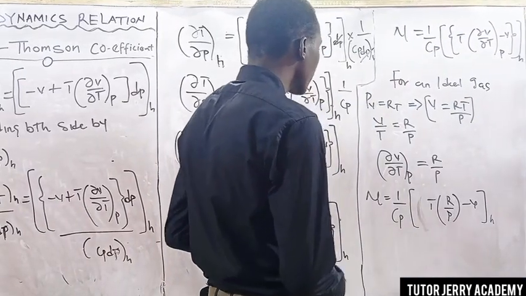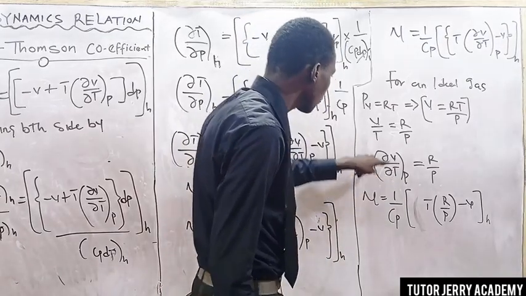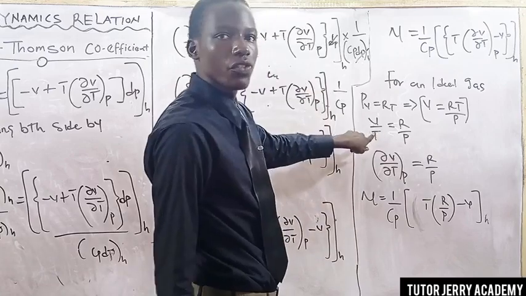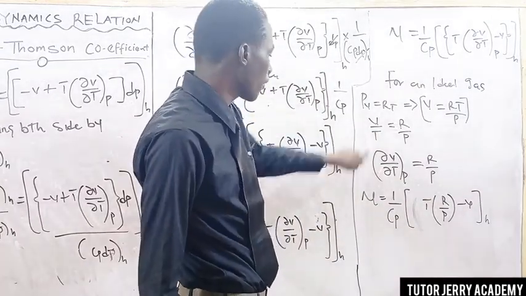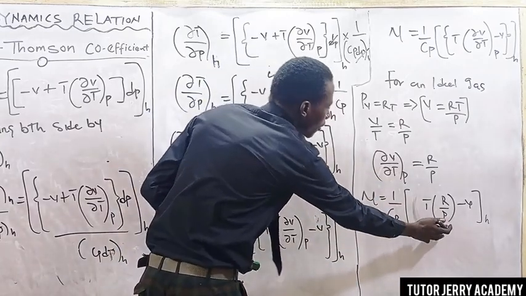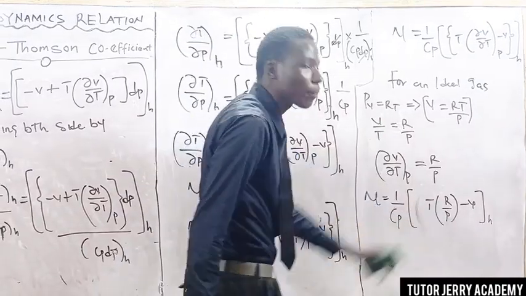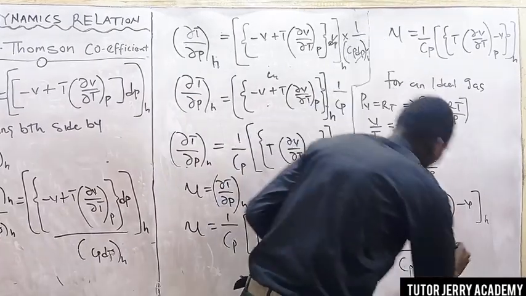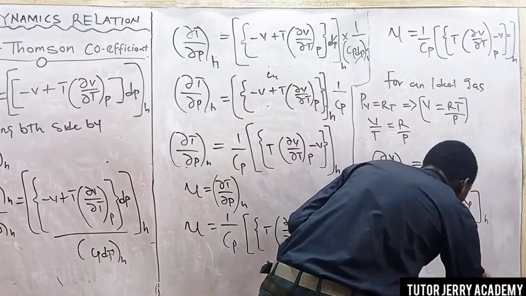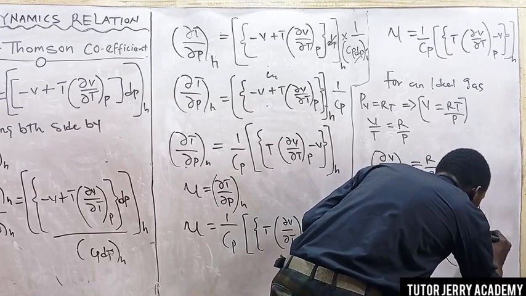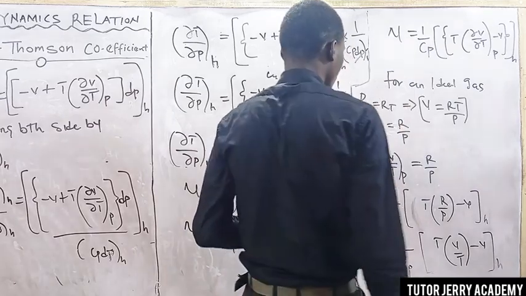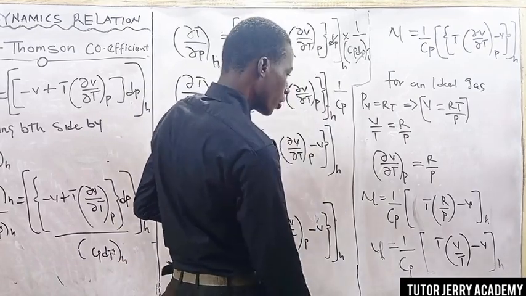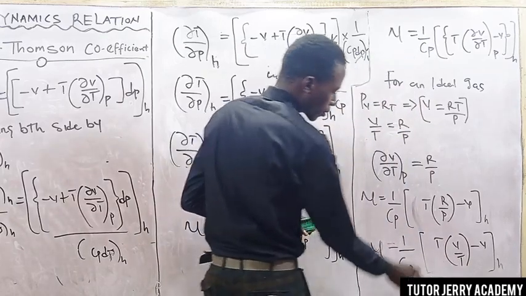Next, from this equation we can see that R over P is equal to V over T. So we can substitute V over T for R over P in this equation. It means that mu equals 1 all over Cp into the bracket of T times V over T minus V, close bracket, keeping H constant. So this is what we have. Next, we know that this is T and this is T, so T can cancel out T.